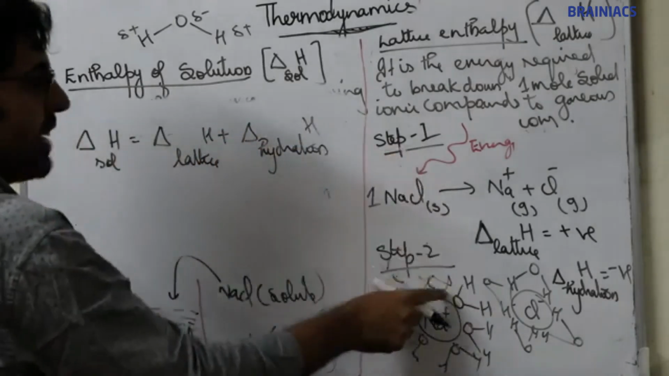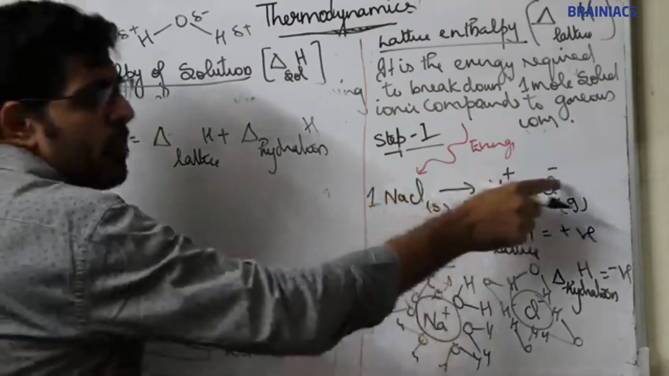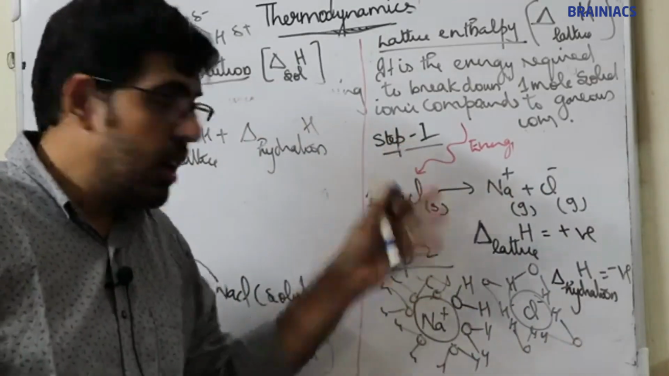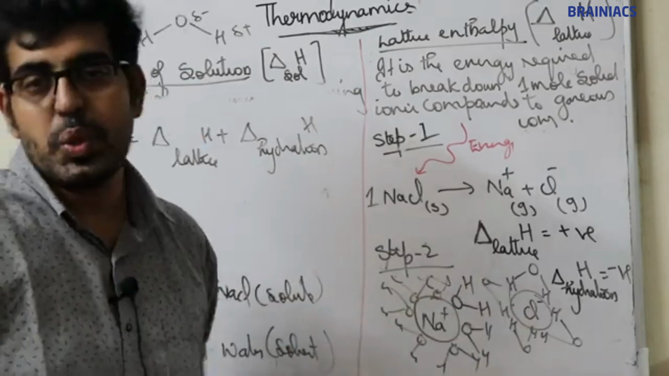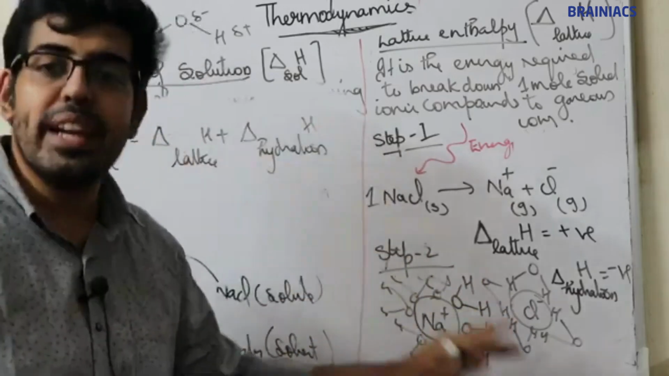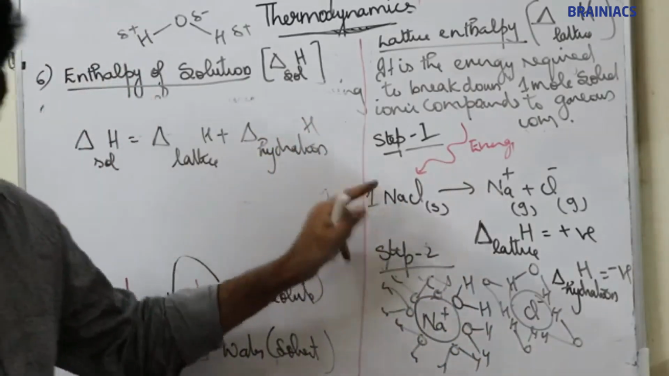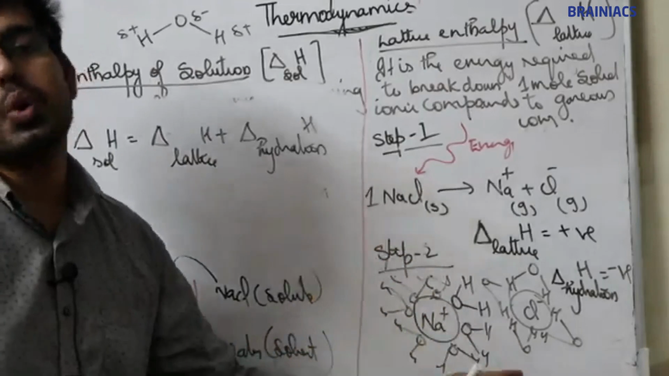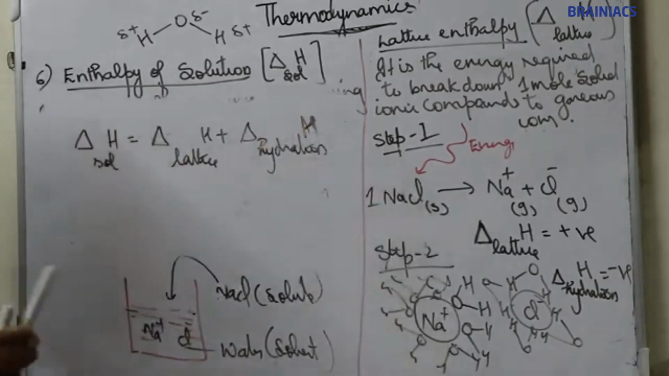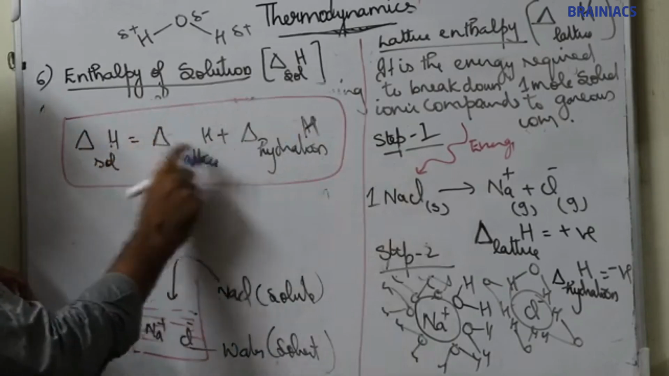Due to these two processes, NaCl dissolves in water. First step, NaCl splits to form Na plus and Cl minus. Second step, Na plus and Cl minus are surrounded by water molecules. This is known as solution. This is NaCl solution. So here NaCl is dissolved in water to make NaCl solution. When we add NaCl to water, due to these two steps, a solution is formed. So enthalpy of solution is equal to the sum of lattice enthalpy and hydration enthalpy.